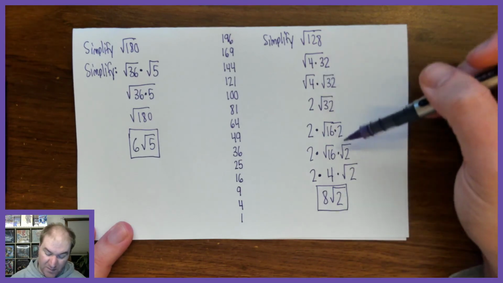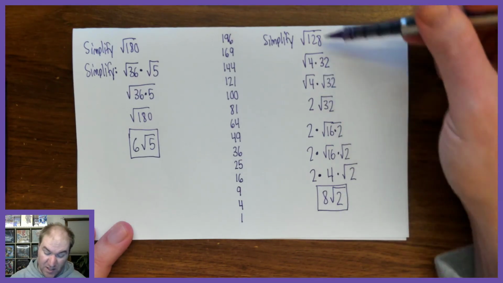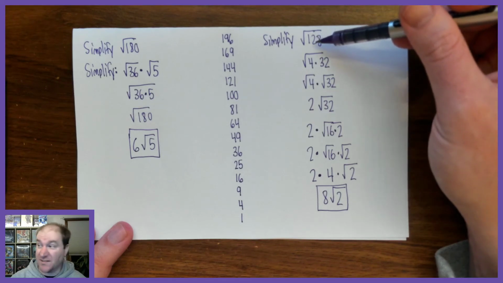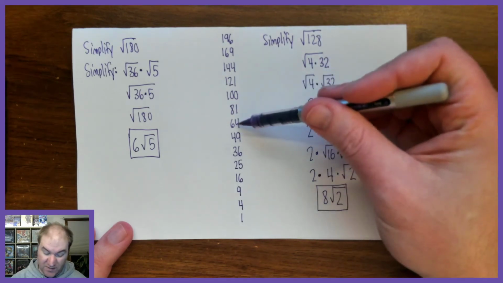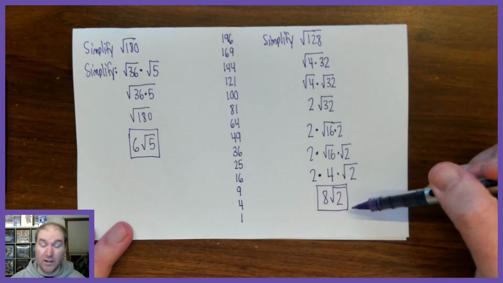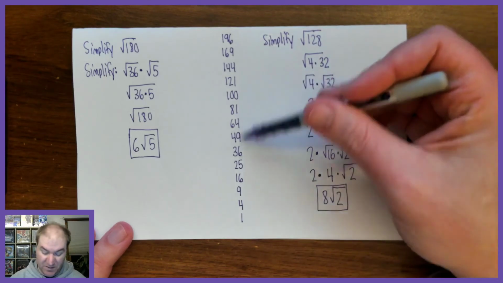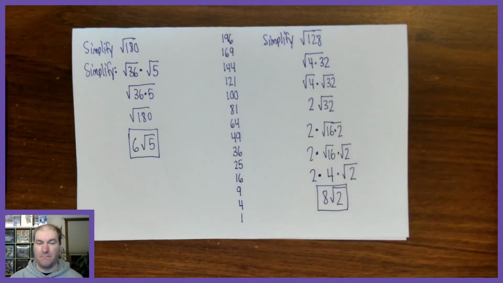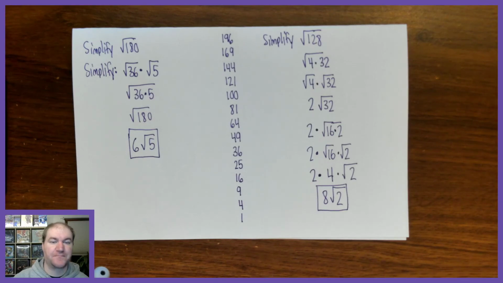So going back to my original situation here, 128 is divisible by 64. I should have just picked 64 from the start, and then I would have been done right away. But because I didn't pick the biggest number on the list, I still got the same answer. I just had a lot more work to do. All right, let's do one more example here.